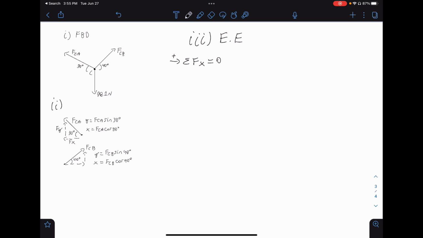Let's start with FCA. FCA has one x component, and that's going to be FCA cos of 30 degrees. And remember, we decided that our positive direction is to the right, and this component, Fx, for FCA is going to the left, so this is going to be negative. Now, does it have any more x components? No, so we move on to FCB. FCB has a positive x component called FCB cos of 40 degrees.